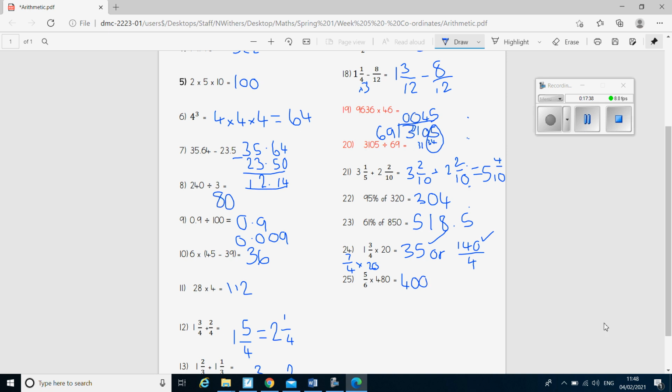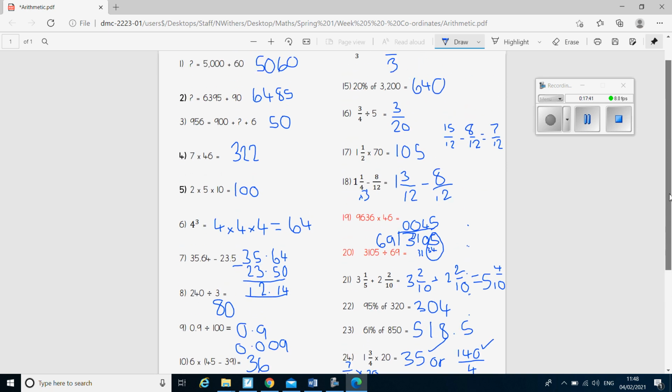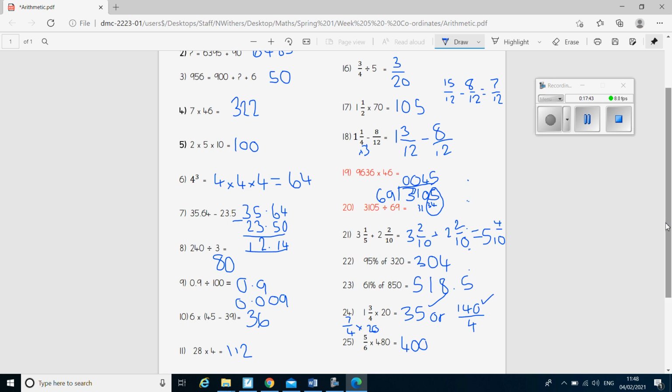Okay, year 6. Hopefully you got on all right with that. I'd like you to count up your score. It's out of 27 today. The 2 red questions were worth 2 marks if you got them correct.